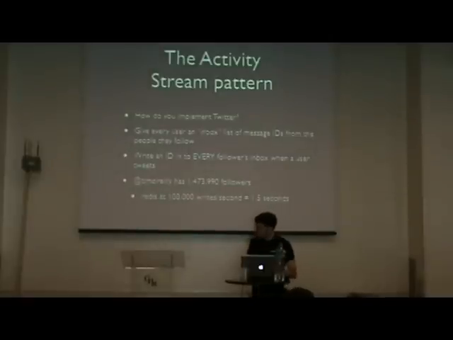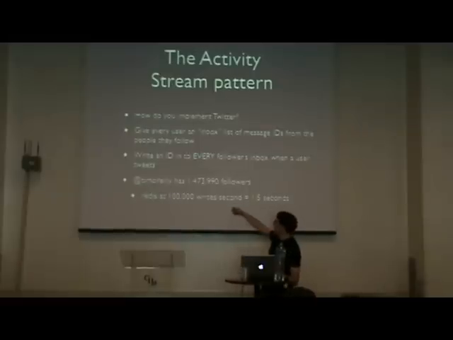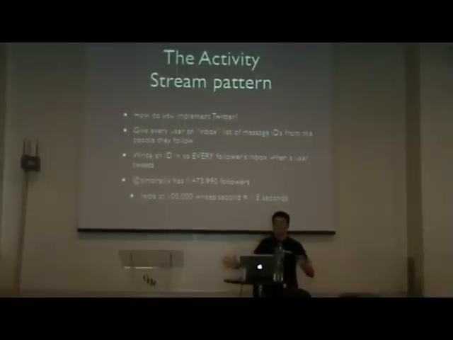But it does have the challenge that if you've got somebody like Tim O'Reilly on Twitter, who has nearly 1.5 million followers, every time he does something, you need to write that message into the inboxes of 1.5 million people. If you're using something like Redis, again, for those inboxes, it can do 100,000 writes a second, so it's a pretty good candidate for that. But even then, Tim O'Reilly is going to take 1.5 seconds to fan out to all of those followers.